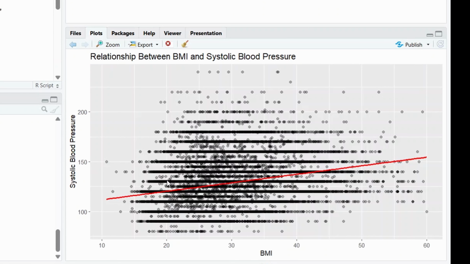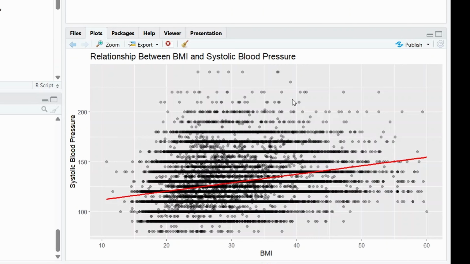This scatter plot shows the relationship between body mass index and systolic blood pressure. Each point represents an individual in the dataset. The x-axis shows BMI, while the y-axis shows systolic blood pressure measured in millimeters of mercury. The red line represents the fitted linear regression line, which summarizes the overall trend in the data. We can observe a positive relationship, meaning that as BMI increases, systolic blood pressure tends to increase as well.